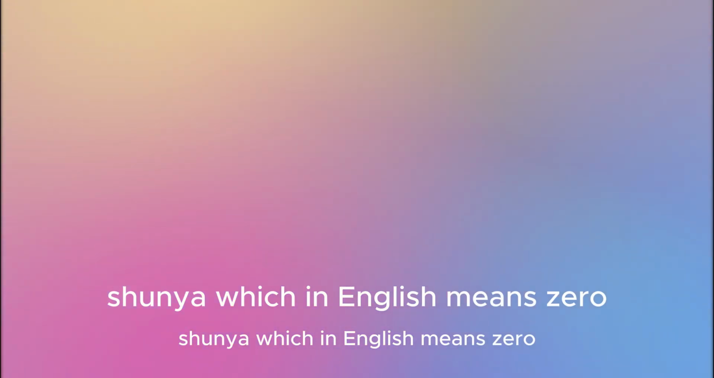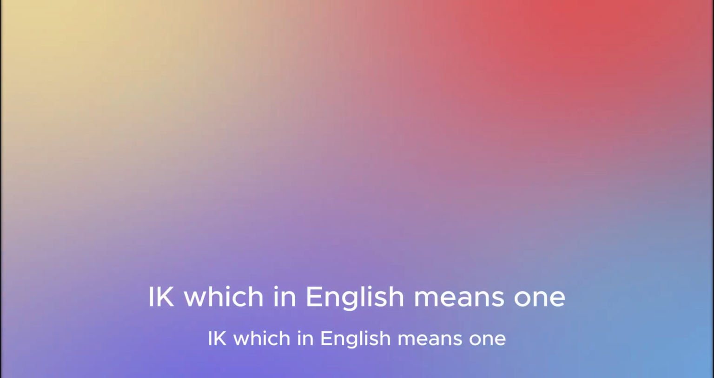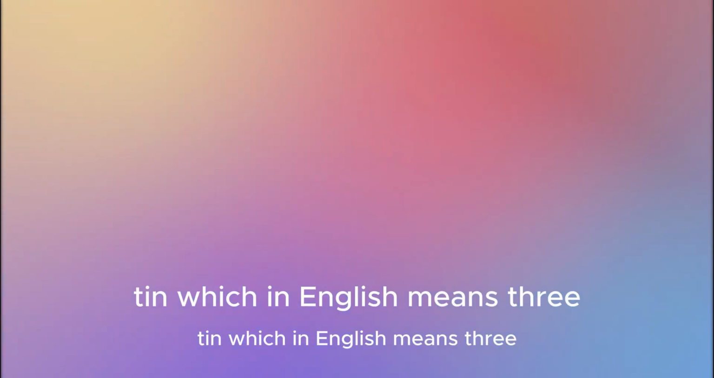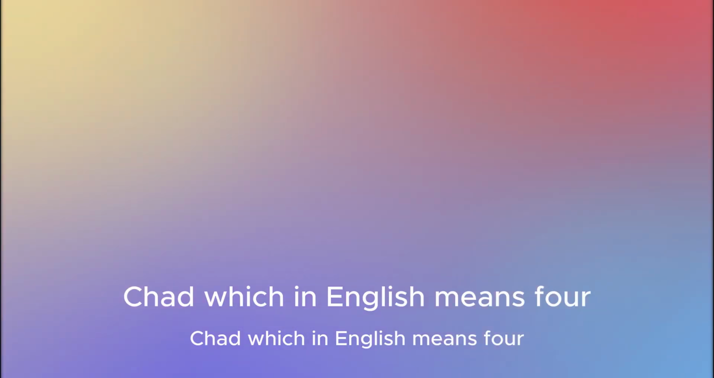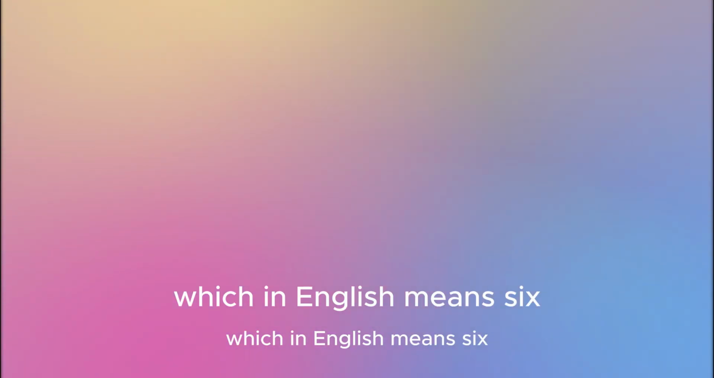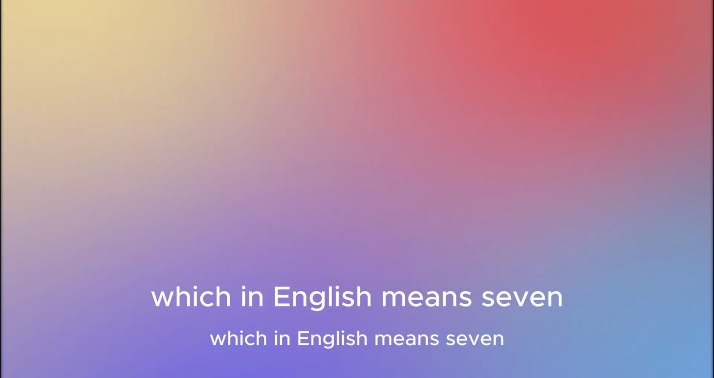Numbers. Shunya, which in English means zero. Ek, which in English means one. Do, which in English means two. Teen, which in English means three. Char, which in English means four. Paanch, which in English means five. Chhe, which in English means six. Saat, which in English means seven.